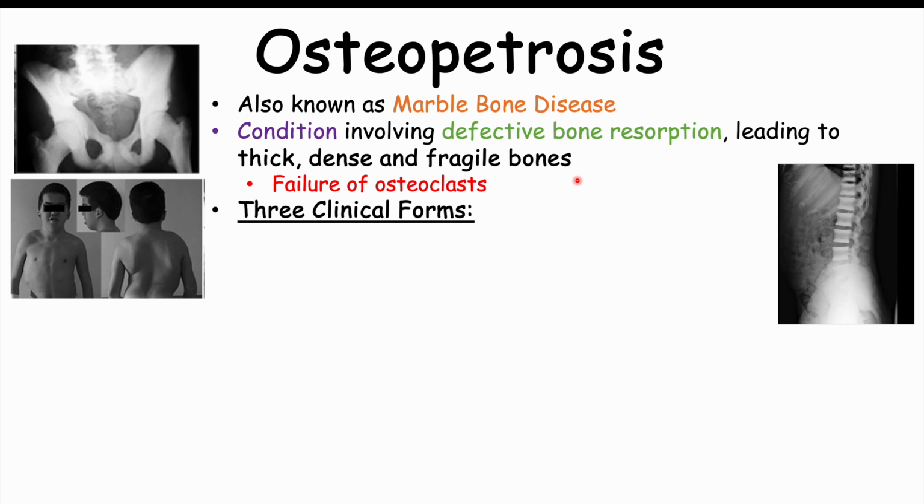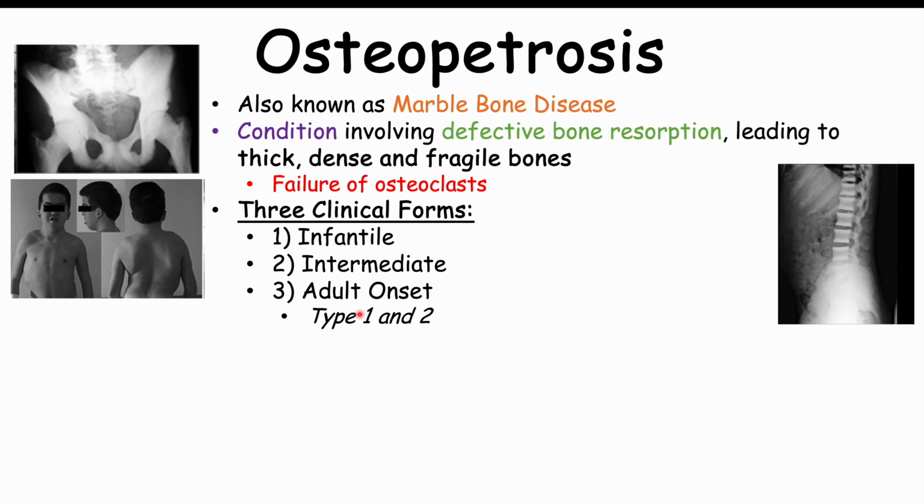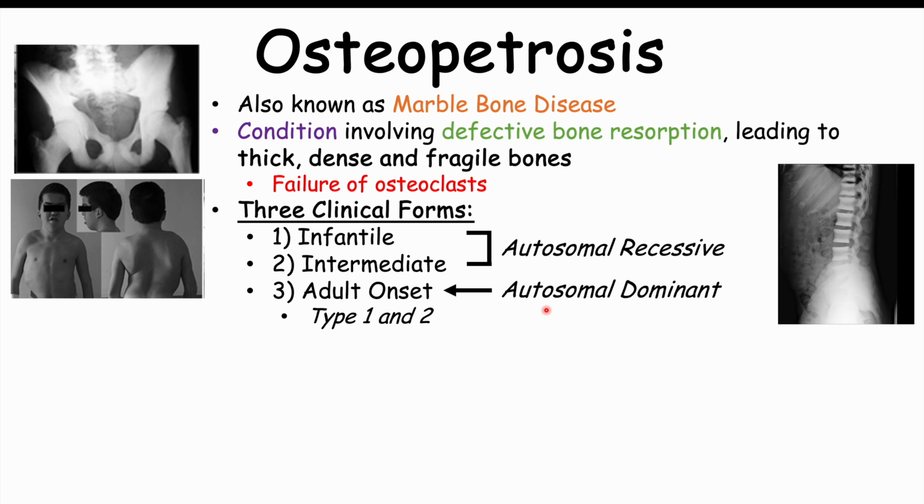Now, there are three clinical forms of osteopetrosis. One is known as infantile osteopetrosis, the second is intermediate osteopetrosis, and the third is adult onset osteopetrosis. There are two types of adult onset osteopetrosis, type 1 and type 2. Infantile and intermediate forms are autosomal recessive, meaning that we need two copies of a mutated allele for this condition to occur, whereas the adult onset form is autosomal dominant, meaning that it only requires one defective copy of an allele for this condition to manifest itself.